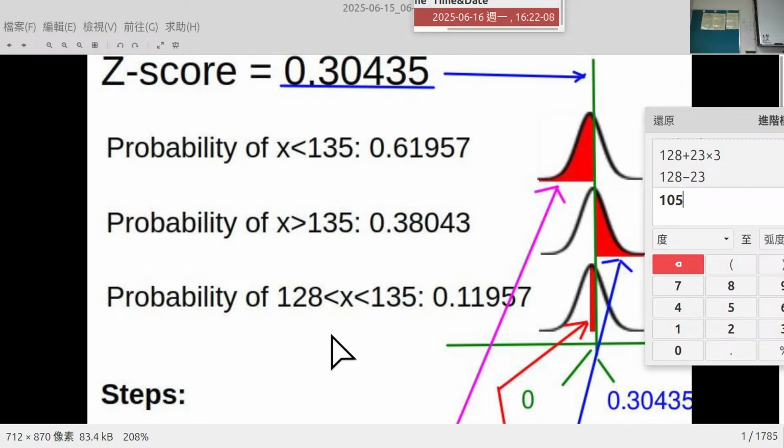And in our question, what's the probability of equal to or greater than 135. It fits this one. So the probability is 0.38043. Here is the answer. Get it? Okay, then let's move to the second question.